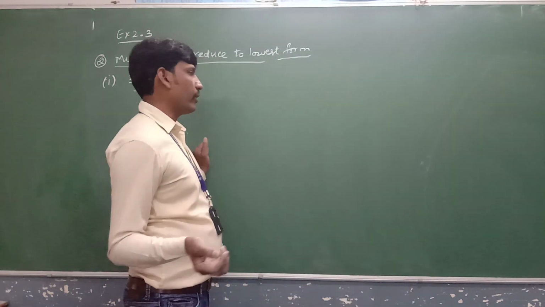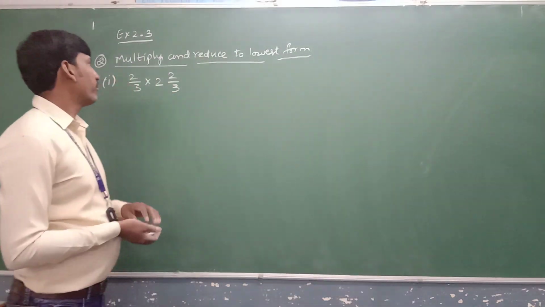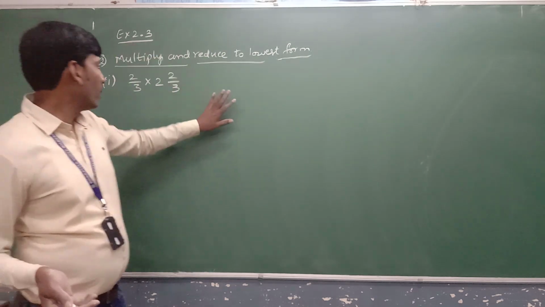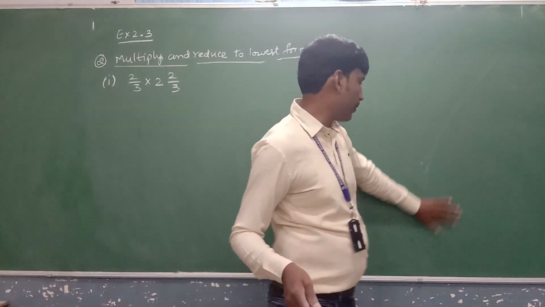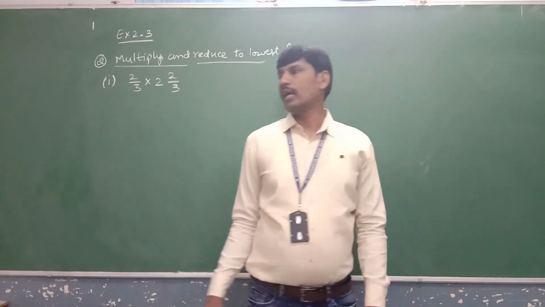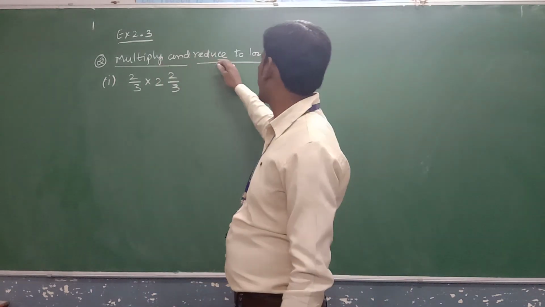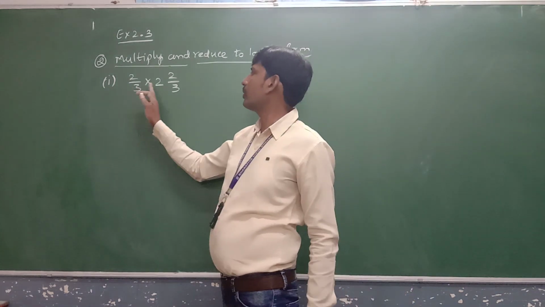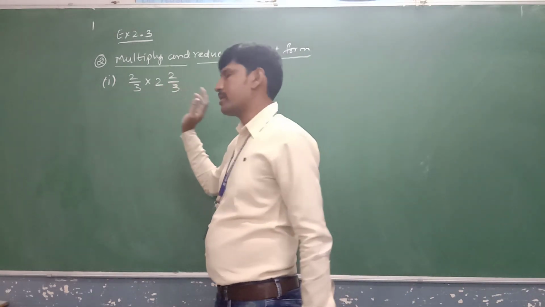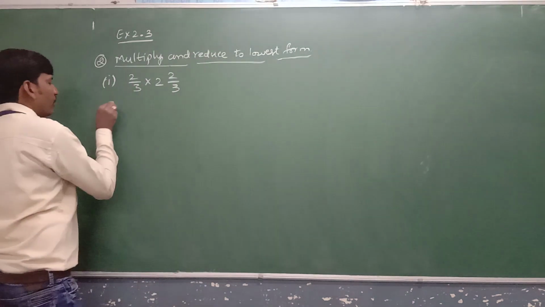Now, today we are going to discuss some questions from exercise 2.3, second question onwards. First question already we discussed, second question we are going to discuss now. This is the multiply and reduce to lowest form. Here they have given a fraction into a mixed fraction. Same process. Now, solution.